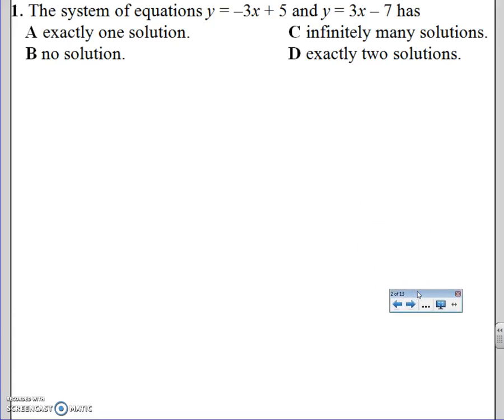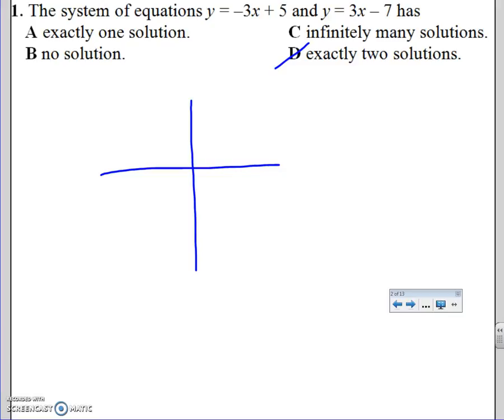So, number one, we have a system. Is it one solution, no solution, exactly two solutions, or infinitely many solutions? We should know that there's only one, none, or infinite. There's no such thing as two solutions. Now, I'm going to sketch these two.